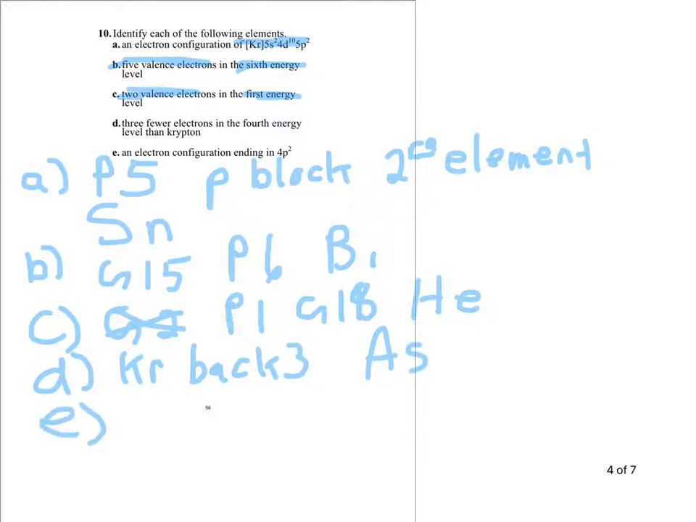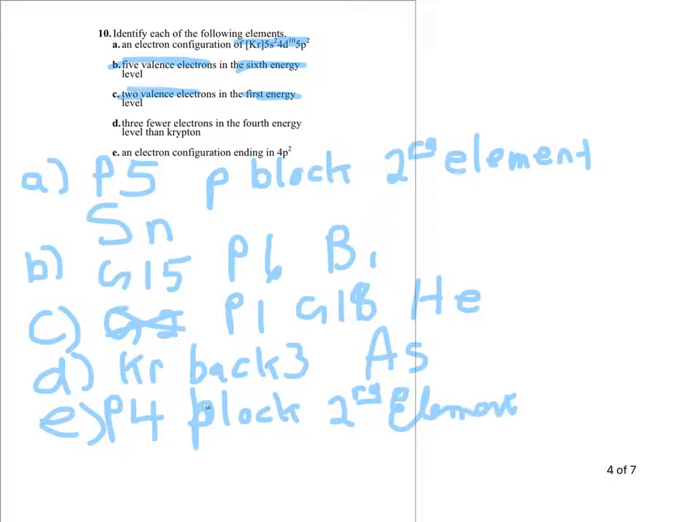And E, we've got an electron configuration ending in 4p2. The 4 is going to tell us we're in period 4. We're in the p block. And 2nd element. So looking at your periodic table, period 4, go across to the p block, you'll find the 2nd element, which is germanium.